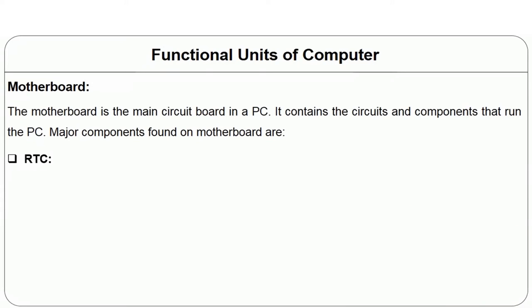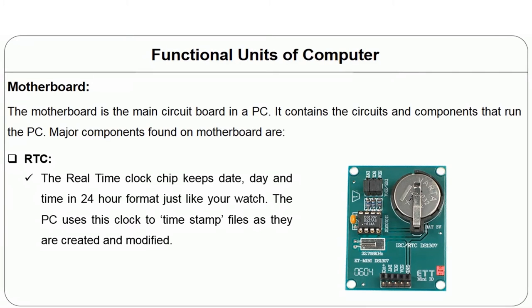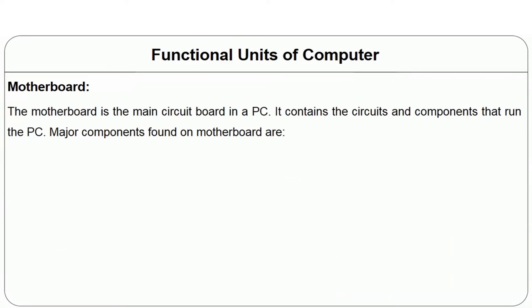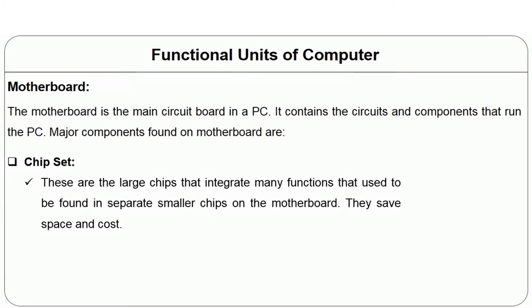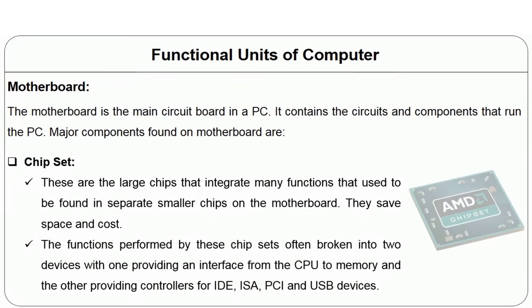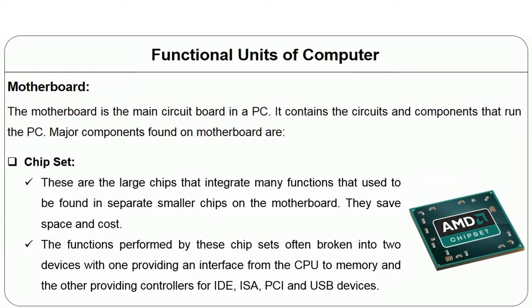RTC, that is real-time clock chip, keeps date, day and time in 24-hour format, just like your watch. The PC uses this clock to timestamp files as they are created and modified. Chipset. These are the large chips that integrate many functions that used to be found in separate smaller chips on the motherboard. They save space and cost. The functions performed by these chipsets are often broken into two devices, with one providing an interface from the CPU to memory and the other providing controllers for IDE, ISA, PCI and USB devices.